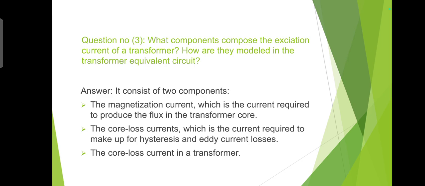Question number 3. What components compose the excitation current of a transformer? How are they modeled in the transformer equivalent circuit? Answer: it contains components. First, the magnetization current, which is the current required to produce the flux in the transformer core. Second, the core losses current, which is the current required to make up the hysteresis and eddy current losses. Third, the copper losses current in a transformer.